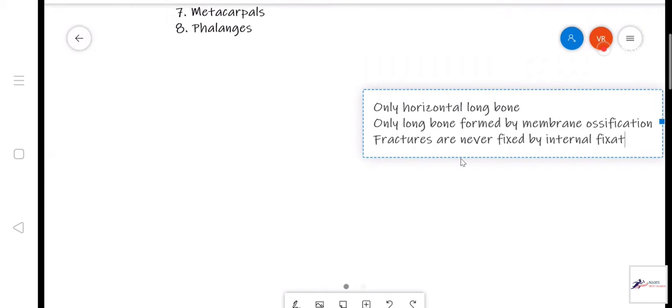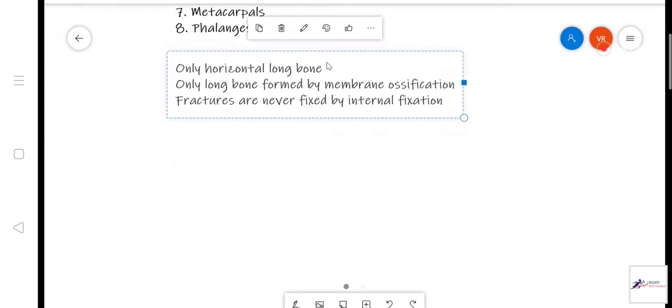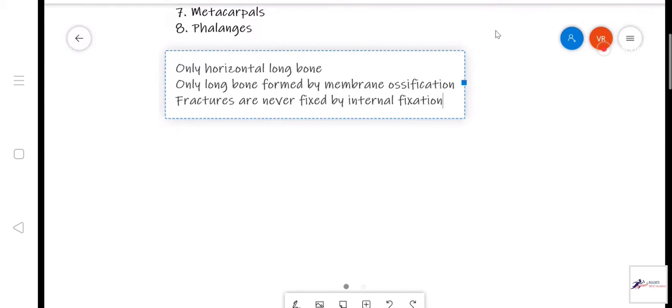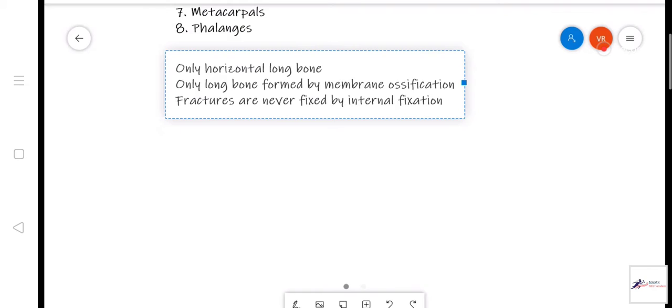These are three important points about the clavicle actually. So yeah, let's mention that. Ma'am, I'm using Microsoft Whiteboard. Right, so let's just put this there. So that's the clavicle actually.